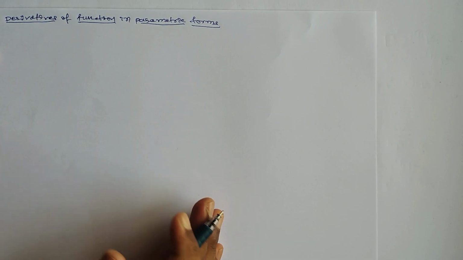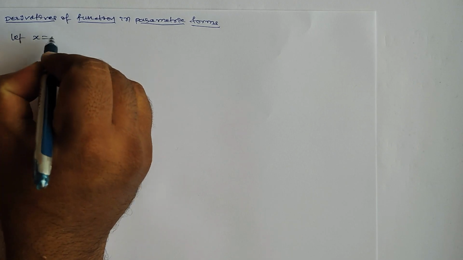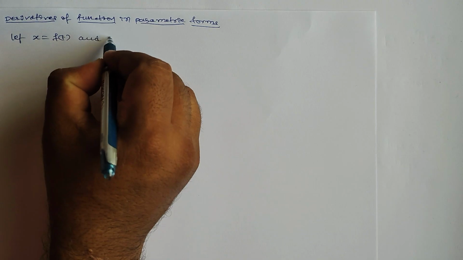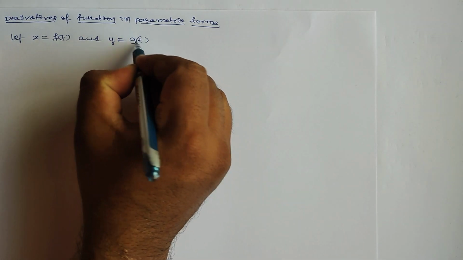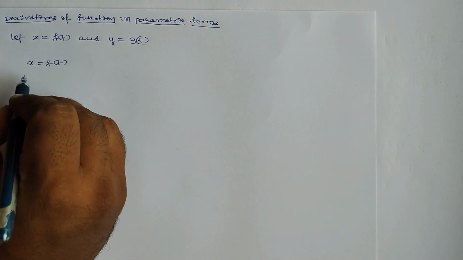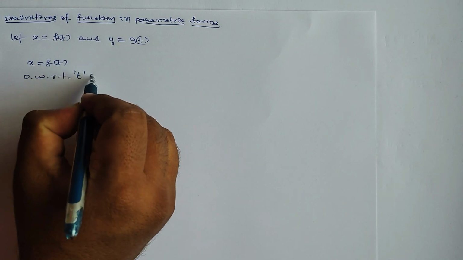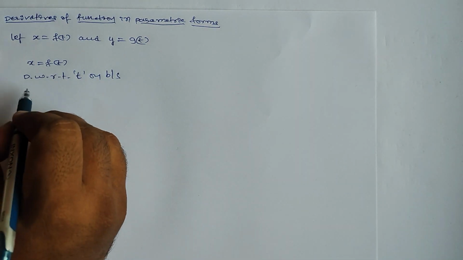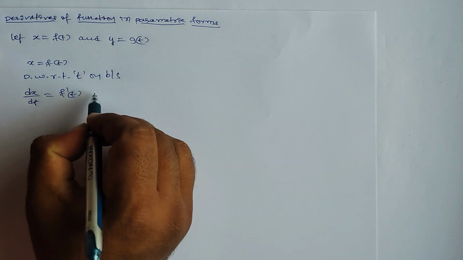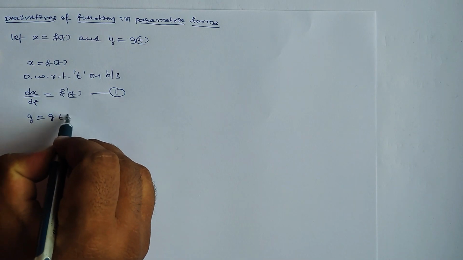Derivative of the function in parametric form. Given x is equal to f of t and y is equal to g of t. Now x is equal to f of t, differentiate with respect to t on both sides. That becomes dx by dt equal to f dash of t. Say equation number 1. Okay, next one, y is equal to g of t.